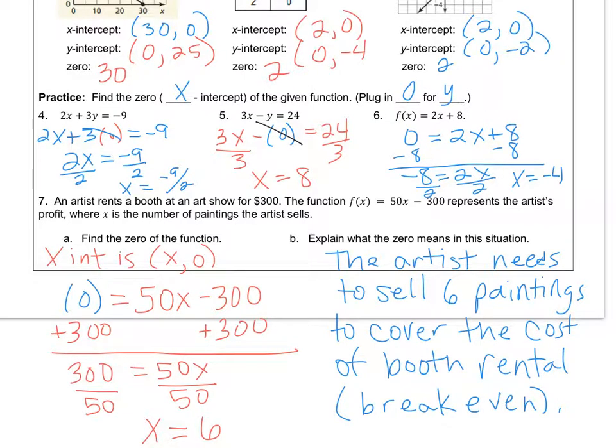So when you plugged in a 0 for y and solved it for x, you came out with x equals 6. But now we need to think about that in the situation. And what that means is that artist is going to have to sell 6 paintings just to pay back the cost of renting the booth. So that's his break-even point. After that 6, he'll start making a profit.